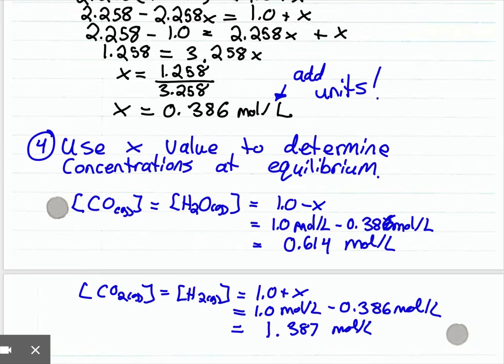I did this wrong. I didn't do the math wrong, I just wrote it wrong. I'm going to fix it. This is blue, this should be plus. Oh, it's a green plus. Whatever. All right, so the concentration for carbon dioxide and hydrogen gas is 1.38. That should be 6. Wow, I made two mistakes.